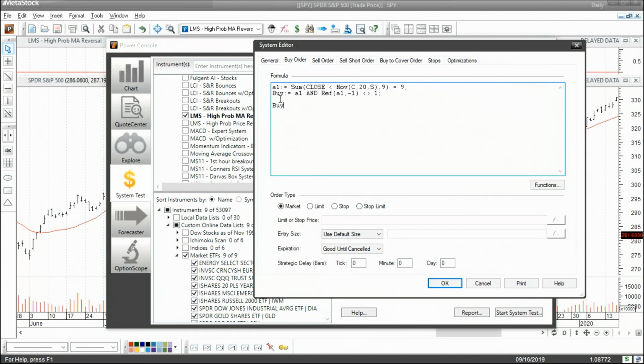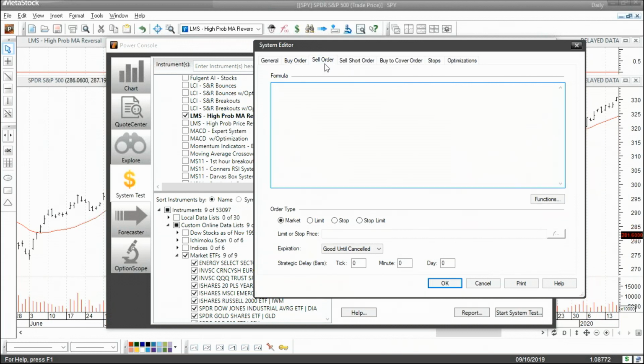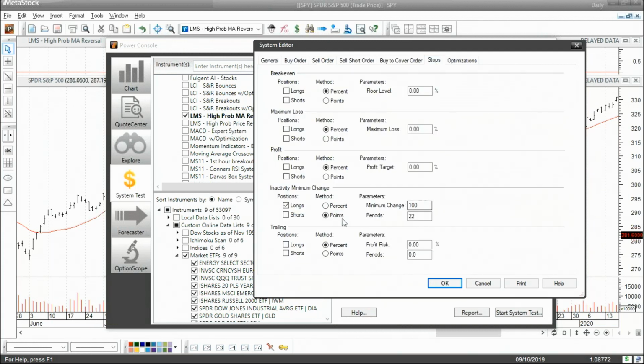All we're looking for, again, is that buy condition to be true. Now, to get out of the buy condition, we have to identify what the condition is to exit the trade. You have 2 different options here. We could put in the formula to actually count from the buy signal, but a very, very easy way to put a time stop into a system test is to go to your stops tab over here on the right-hand side. Down here at the bottom, you've got a choice called an inactivity minimum change. And so what I'll do is select the long position.